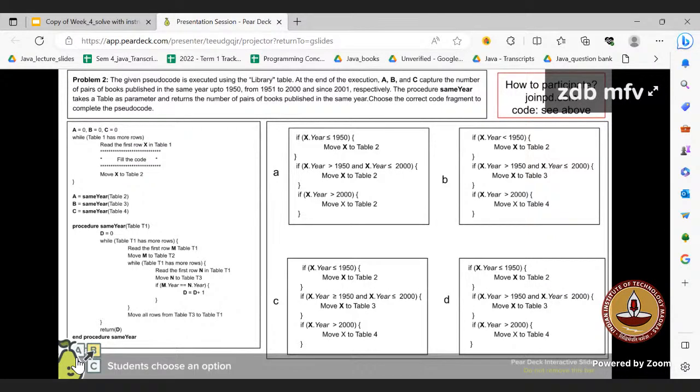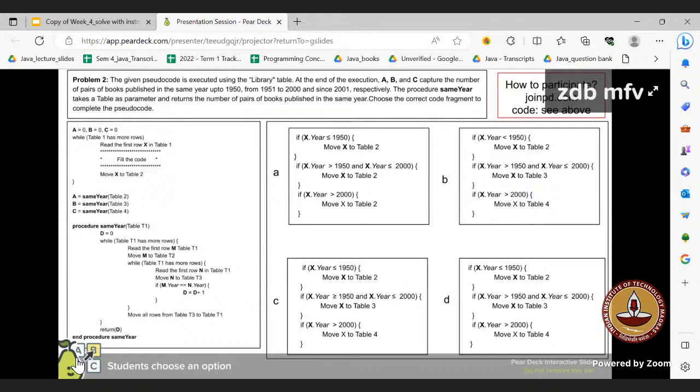Okay, is it clear? Whoever has asked the doubt. Yes, ma'am. It will only contain the books which have the same year of publishing. But what about the books which don't have the same year of publishing? Then that won't be counted.